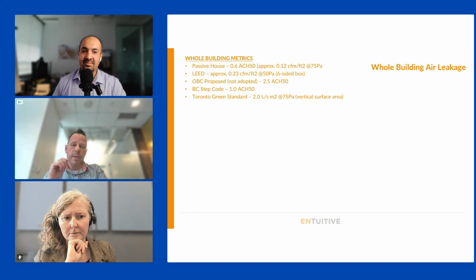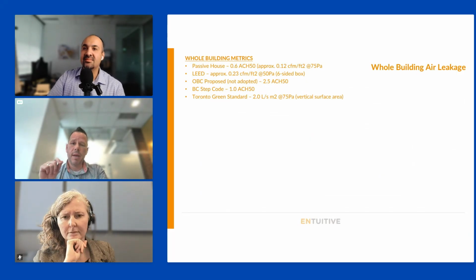And what are these metrics? Again, there are many, and they're all measured in different ways, which is also super frustrating. I don't have time to go into the nuances of each of these. There are various education programs on air tightness specifically, but an example would be Passive House. This is about 0.12 CFM per square foot at 75 pascals. You can see LEED is measured at 50 pascals, but it's a 6-sided box. It's not just the vertical enclosure and roof.